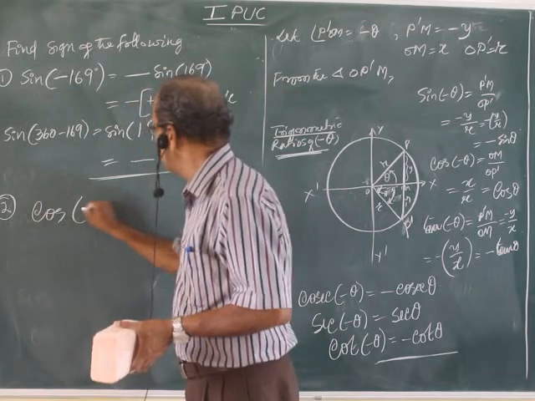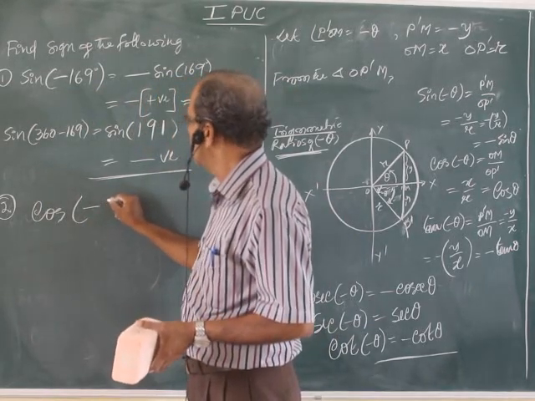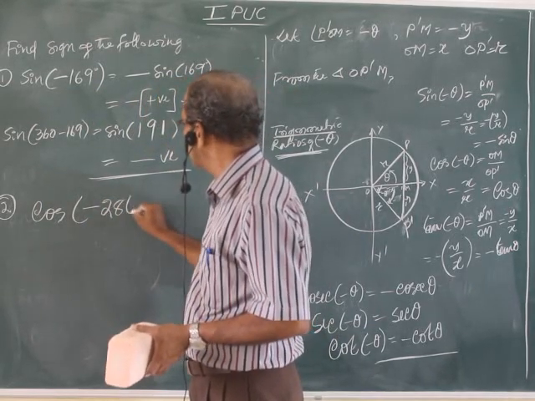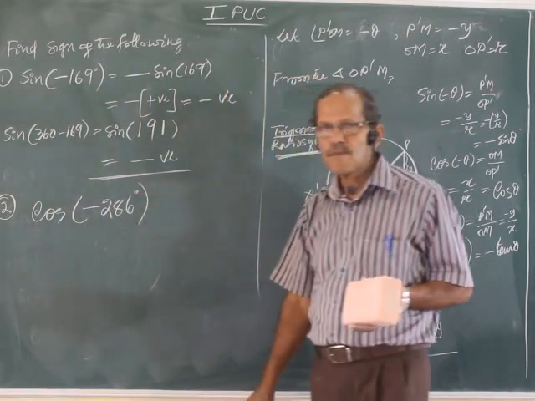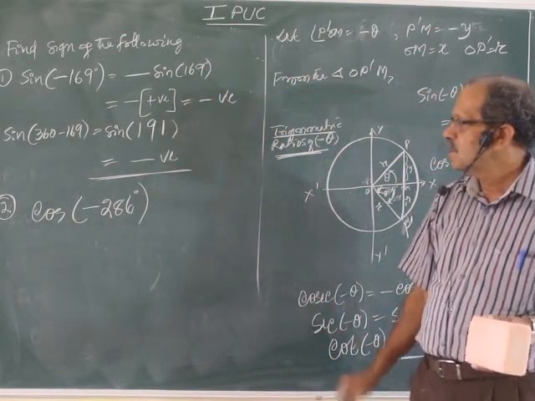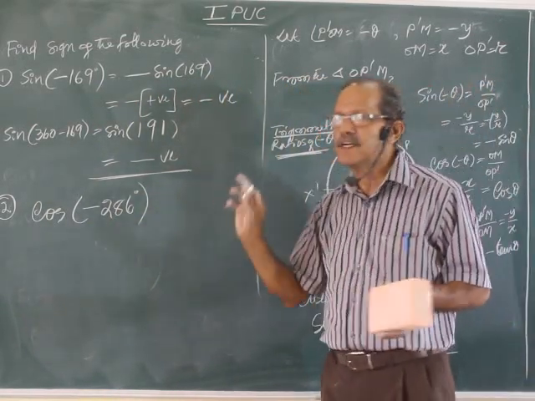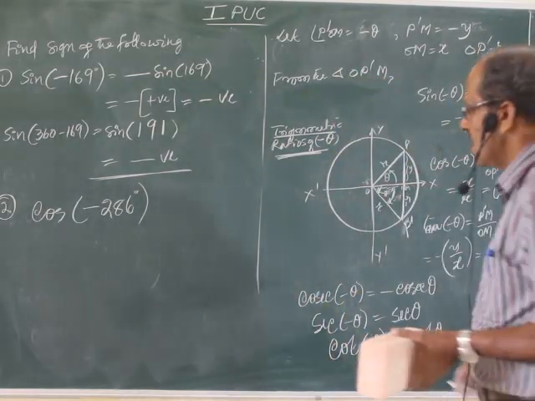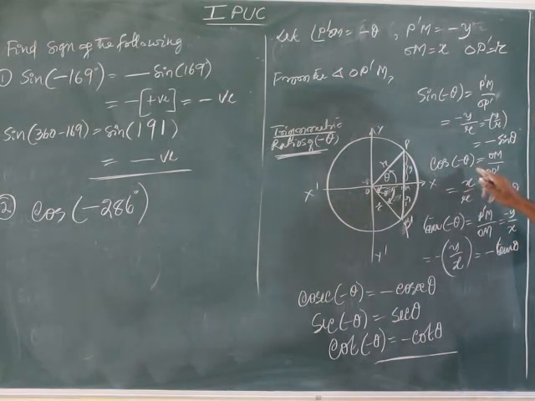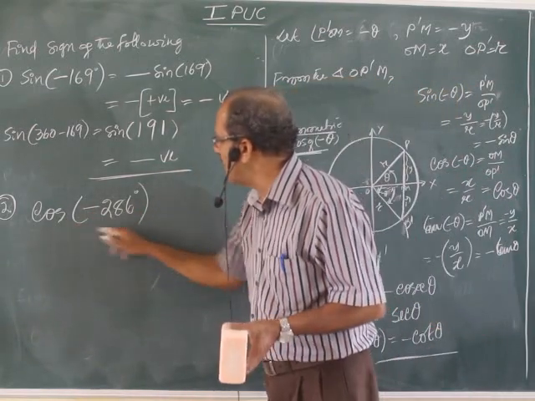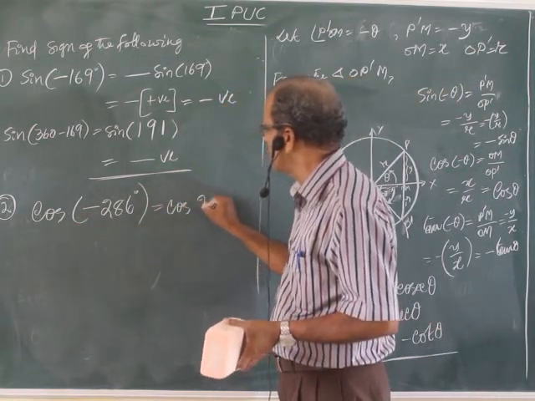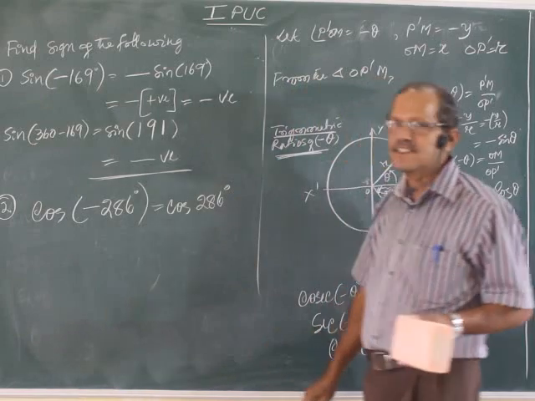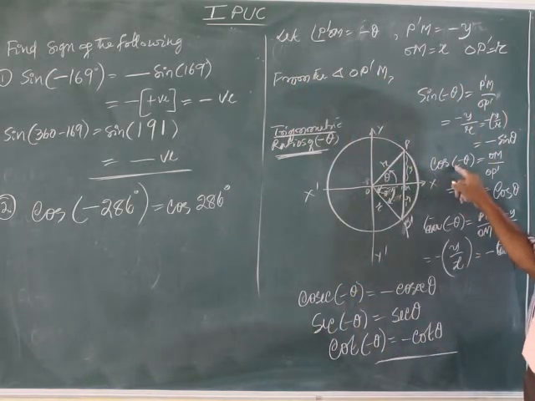Let me take 2 or 3 examples of the same type so that the idea will be clear. Cos of minus 286. Totally you have to write the sign of the function, whether it is plus or minus. Cos of minus theta, what did you get? See, cos of minus theta is cos theta. So, for cos of minus theta, you need not bother about the sign there.